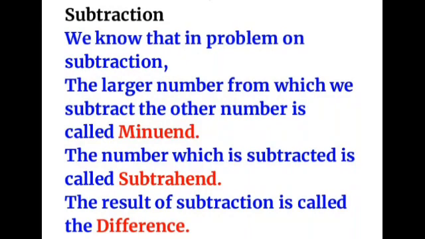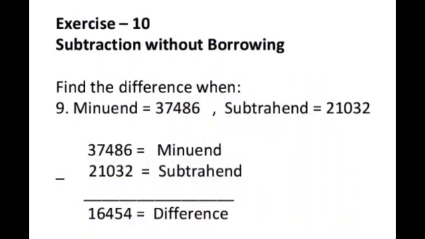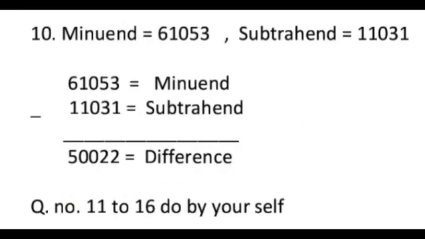So now we are going to start our exercise 10, subtraction without borrowing. It is very simple, you know that, but you have to identify which is the minuend and which is the subtrahend. And when we subtract both the numbers, you will get the difference. Question number 10 is also the same, and questions 11 to 16 are also the same. So you have to do that by yourself in your classwork copy.